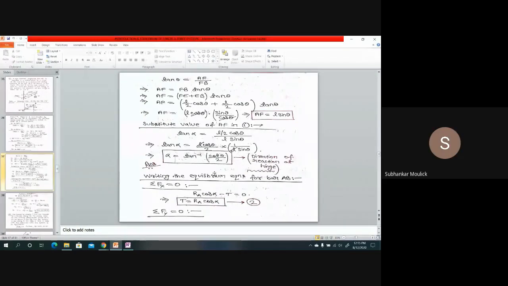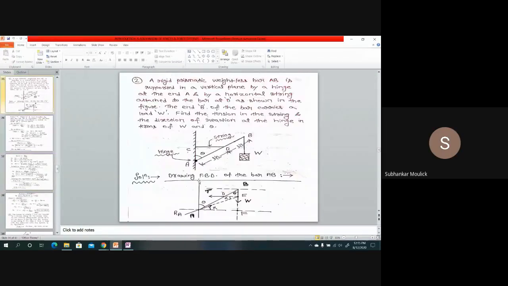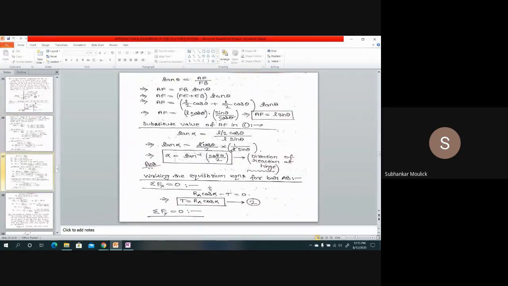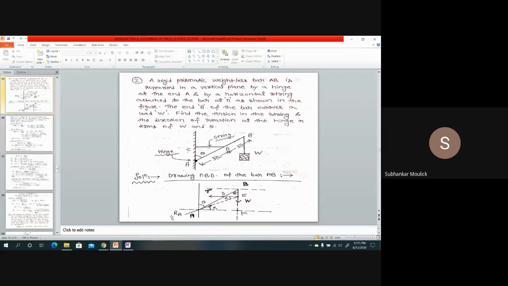Now I got the value of alpha. One part of the question I got. I need to find out the other part of the question, that is how much tension is in the string. How can I find it? Now, since the entire body is in equilibrium, I can use the equations of equilibrium, summation Fx equal to 0 and summation Fy equal to 0. At which point? At this point E.